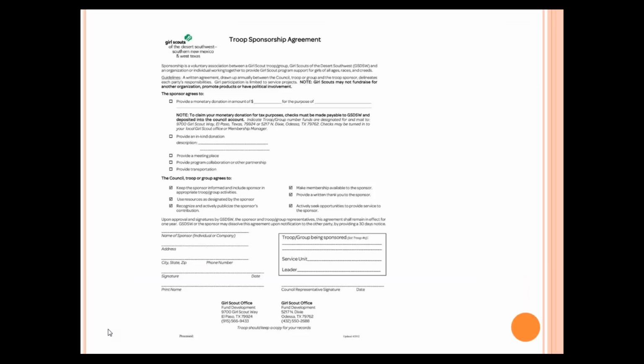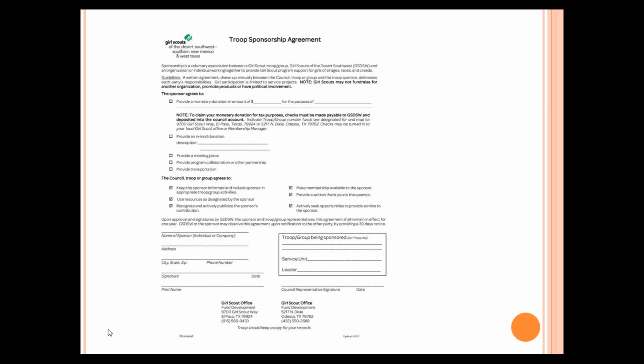But let's say you do end up with the situation where there is a sponsor that's willing to loan a space or provide an in-kind donation or a monetary amount for a specific purpose. This is the form that you would use. It's a troop sponsorship agreement. As it says, it's a written agreement drawn up annually between the council, the troop or group, and the troop sponsor. It delineates their responsibilities and the girls' participation, which is usually limited to a service project or a specified purpose.